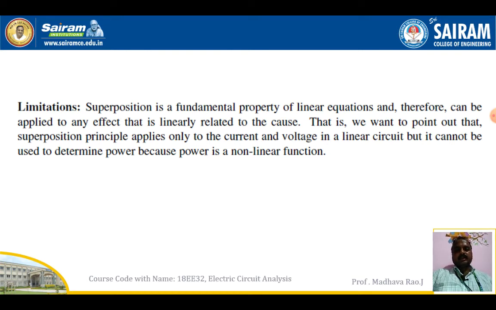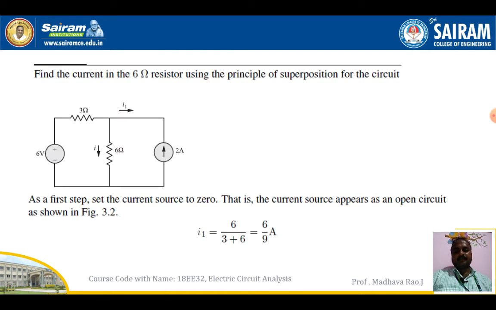So we can determine the current and voltage in a linear circuit. Power values we cannot find out. Even if you find power values, those values will not be correct. So this is about the limitations of the superposition theorem. Then we will move to the problem.